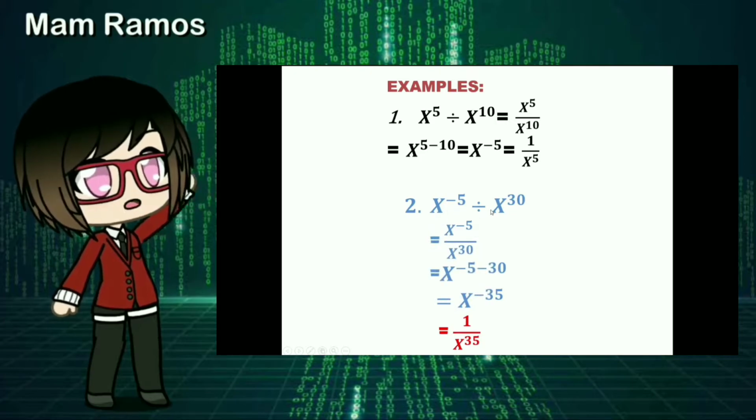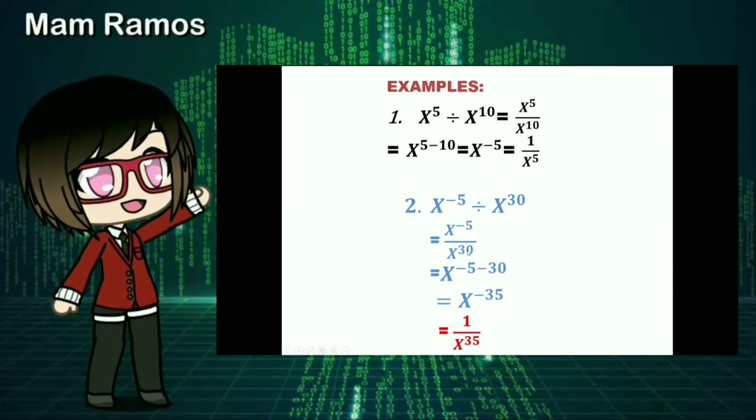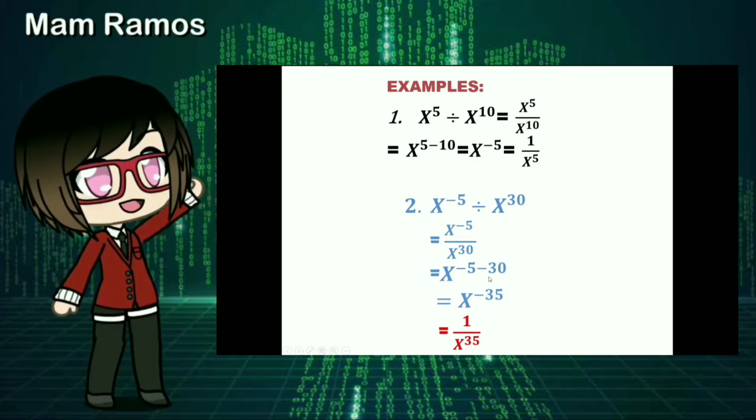Number 2, x to the negative 5 divided by x to the 30th power is equal to x to the negative 5 over x to the 30 written in the fractional form. Therefore, we have x to the negative 5 minus 30. Since they have the same sign, we can add negative 5 and also negative 30. The answer is x to the negative 35, and the reciprocal is equal to 1 over x to the 35 power.